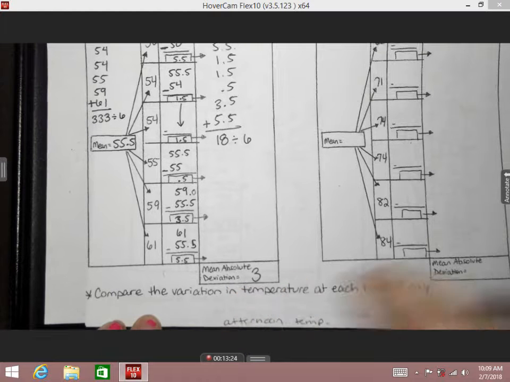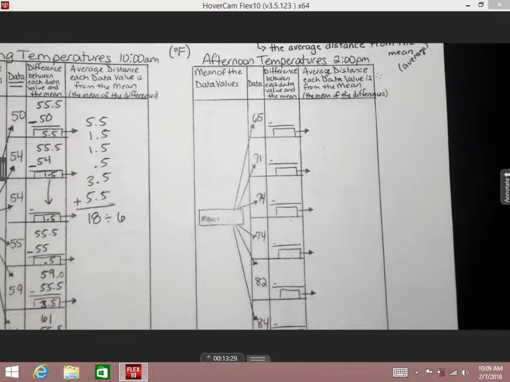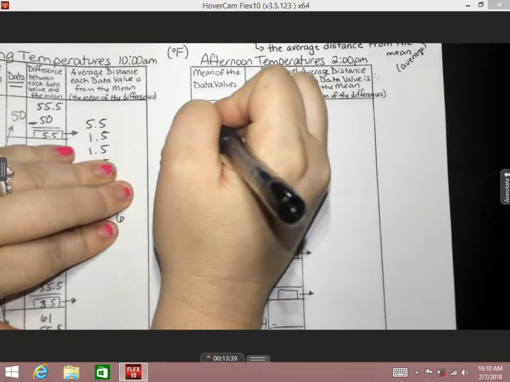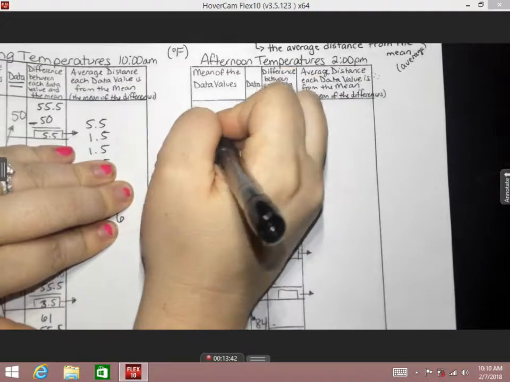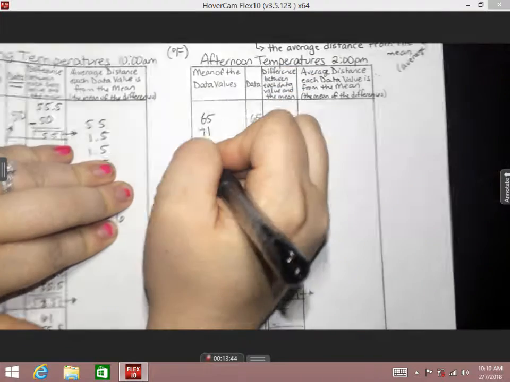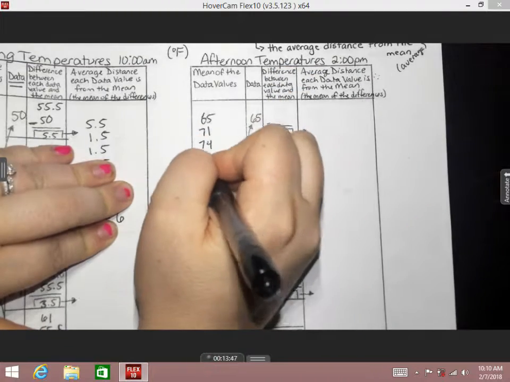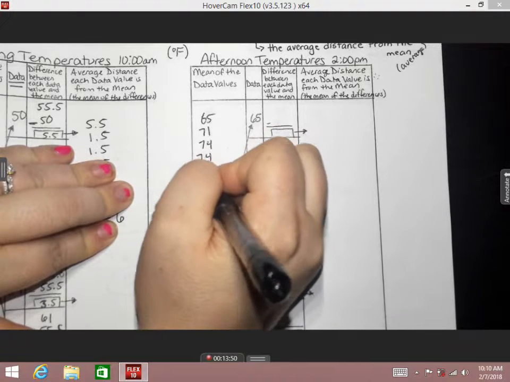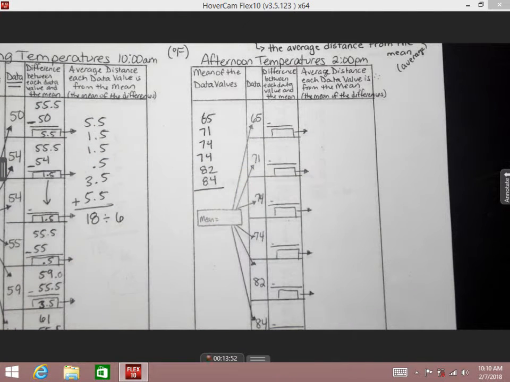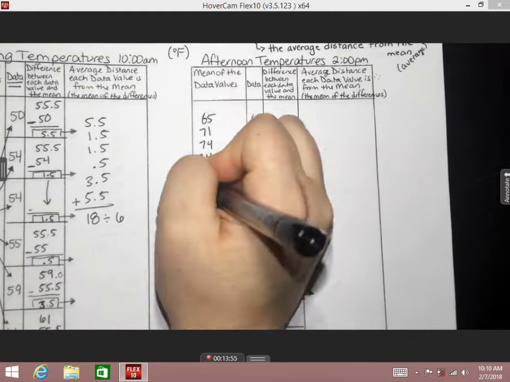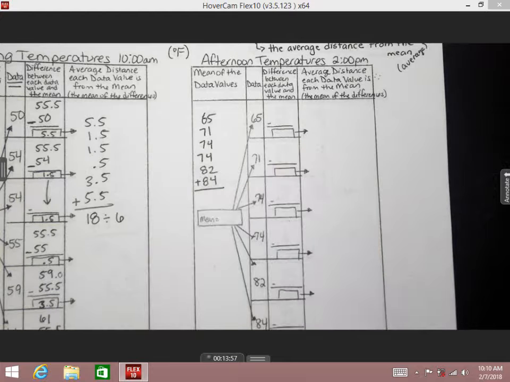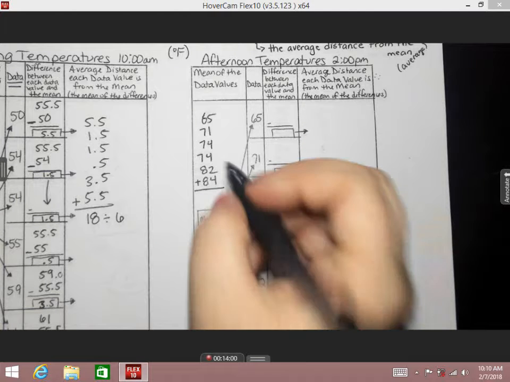Let's look at the next one. Now what are we talking about? Afternoon temperature. So we're still talking about temperatures, just now we're looking at the afternoon. We're still finding mean absolute deviation. So what's step 1? Find the mean. Okay, y'all know how to do that. I'm going to write my numbers in. So 65, 71, 74, 74, 82, 84. And what am I doing with those numbers? Adding them up. What do we get when we add those up? Okay, let's fast with that calculator. 450.